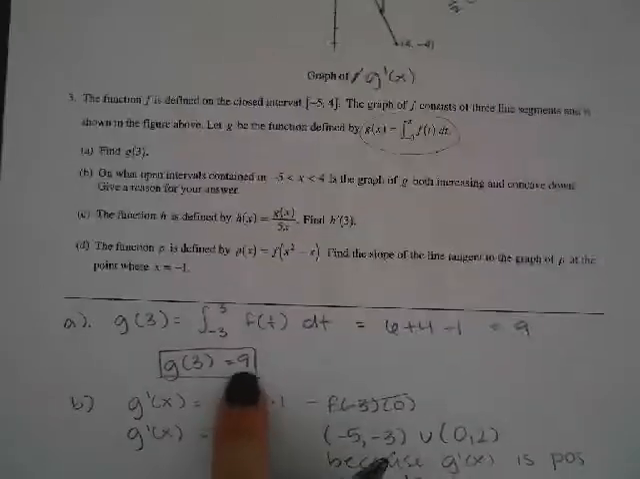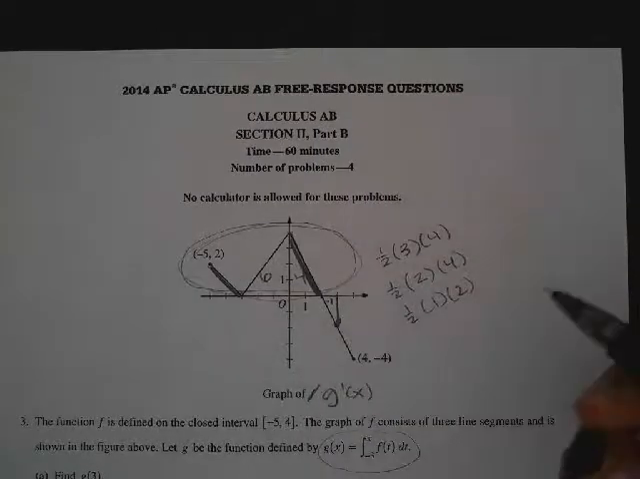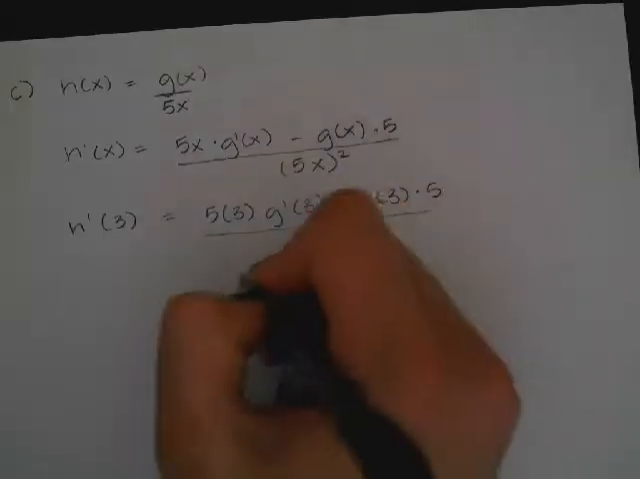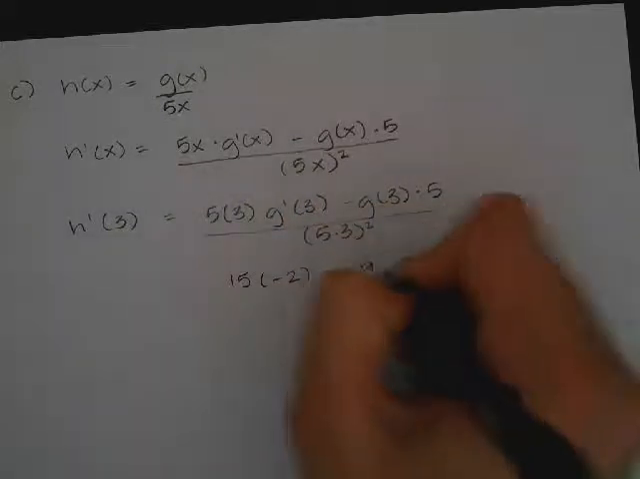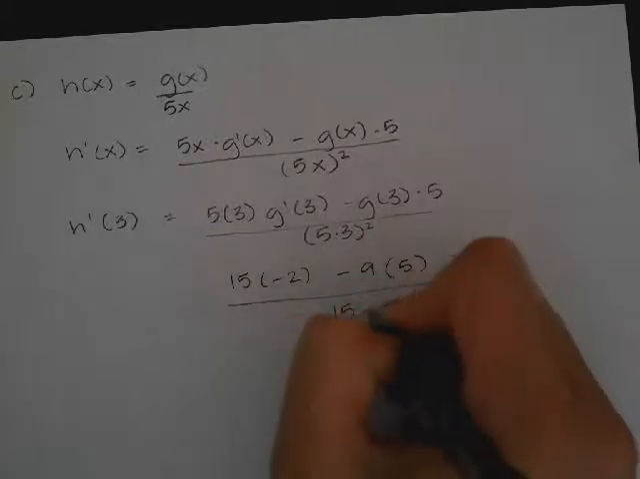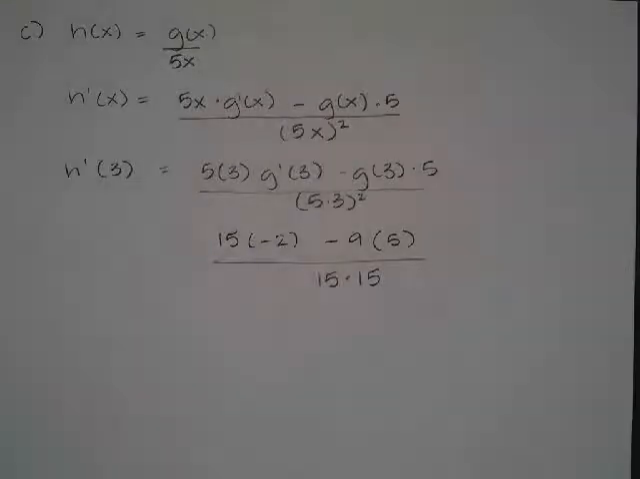So g of 3 we already found is 9. g prime of 3 is -2. So if I plug in 3, I get -2 from the derivative graph. So I've got 15 times -2 minus 9 times 5 over 15 squared. I'll write 15 times 15. So you can leave it like that.